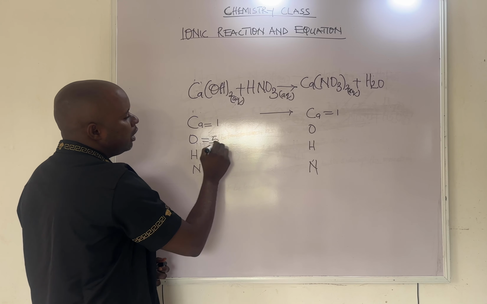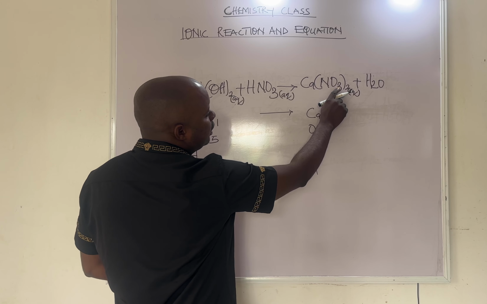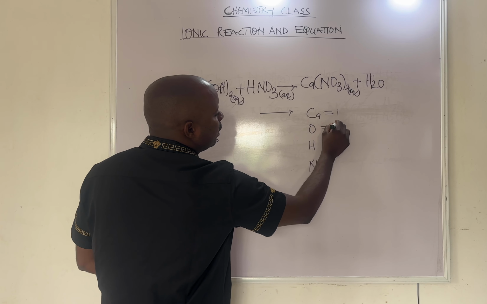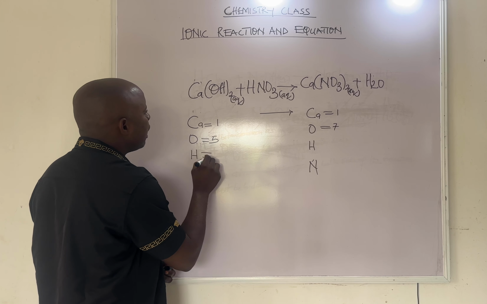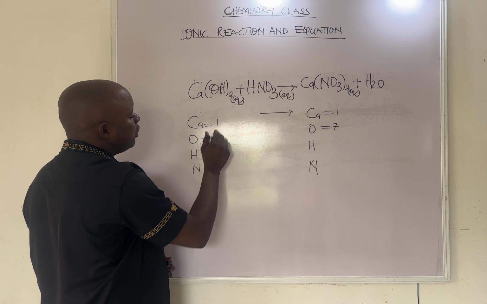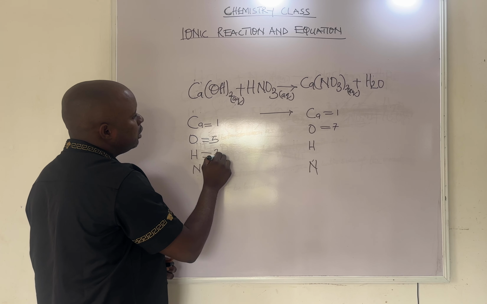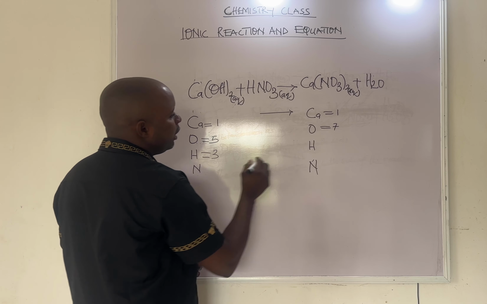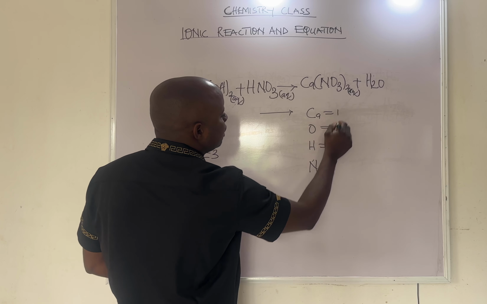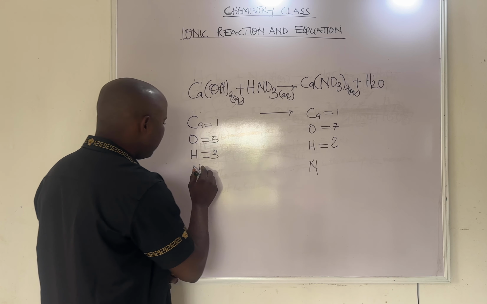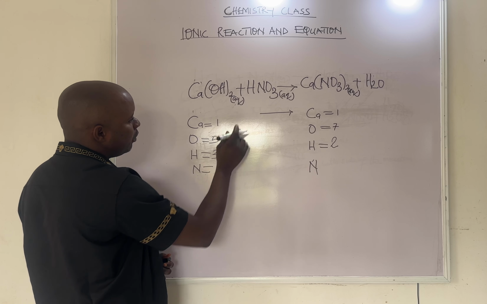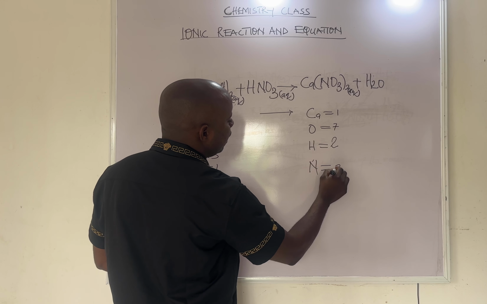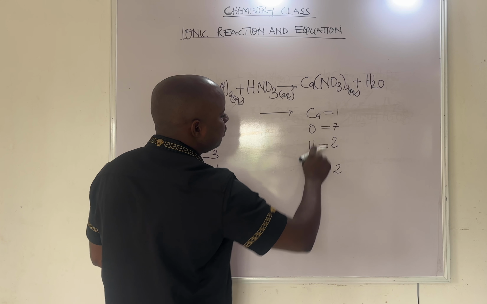We have 5. Here we have oxygen is 3 here times 2 is 6. 6 plus 1 here we have 7. Here we have hydrogen 1 here times 2. You're going to have 2 plus this is 3. 3 hydrogen here. We have hydrogen is 2 here. Here we have nitrogen. Nitrogen is how many here? We have 1. Nitrogen is 2 here, because this 2 is affecting everything that is found here.